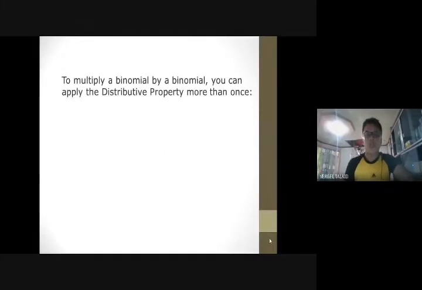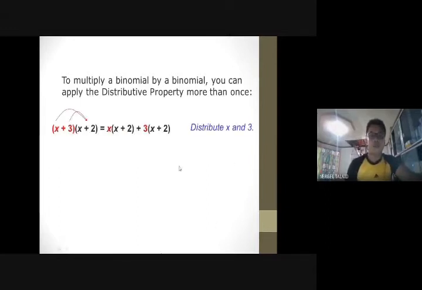Multiply a binomial by a binomial. You can apply the distributive property provided that you split the first binomial. So if you have x plus 3 times x plus 2, you are going to have x times x plus 2, then 3 times x plus 2. So distribute x and 3.